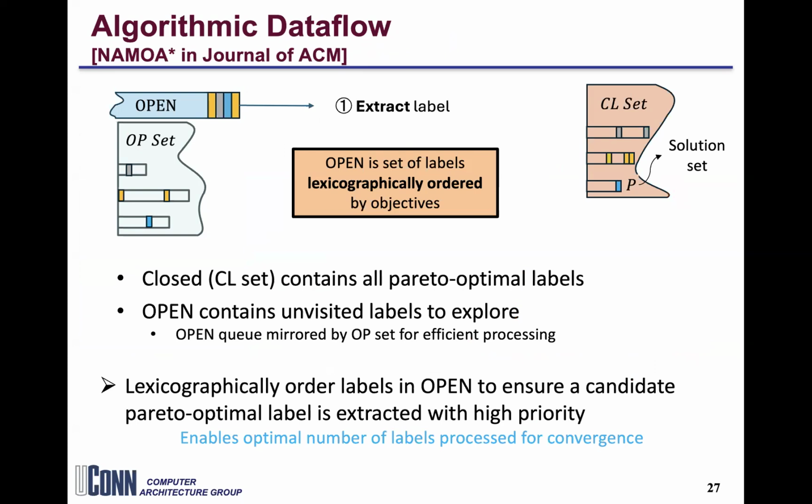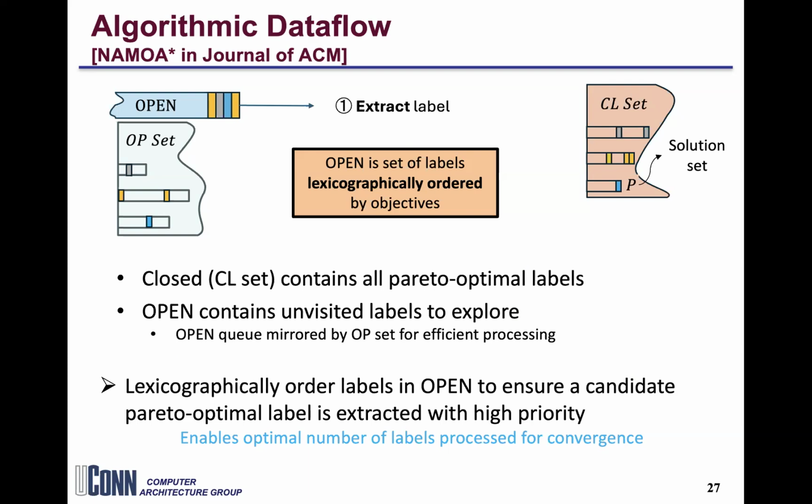In order to understand that, I'll have to give you an overview of what it looks like. These problems have labels. We're going to put them in 2 sets, an open set and a closed set. A closed set will contain all Pareto optimal labels at that given time. We're going to keep computing these labels and keep putting them in the closed set as we find Pareto optimal labels. Eventually, when we settle on this algorithm, we'll have in the closed set all the Pareto optimal labels that we want to compute. Open contains all the unvisited labels to explore.